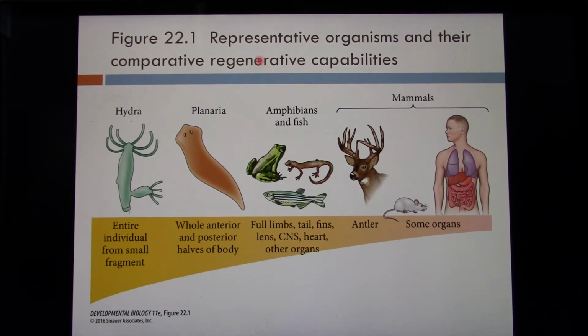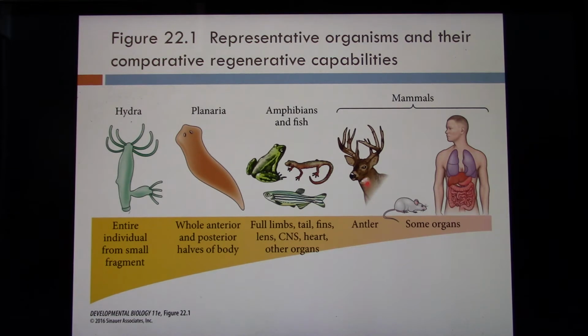capabilities of regeneration. So representative organisms and their comparative regenerative capabilities are shown here. We have Hydra, where an entire individual can regenerate from just a small fragment. Planaria can have a whole anterior or posterior half of the body regenerate if you cut off the other half. In amphibians and fish, limbs, tails, fins, central nervous system, heart, and other organs can regenerate in these representative organisms. Mammals have the most limited capability for regeneration.